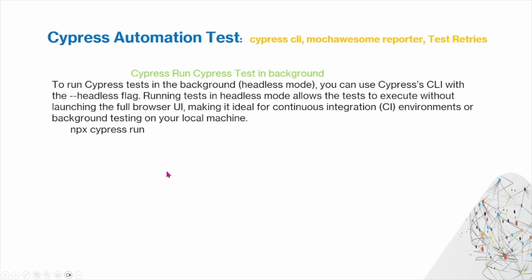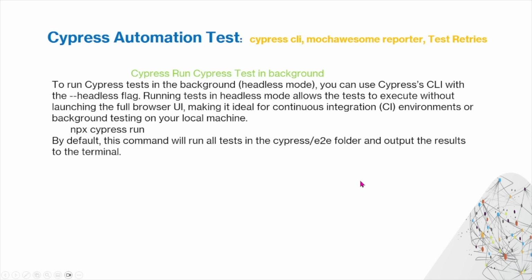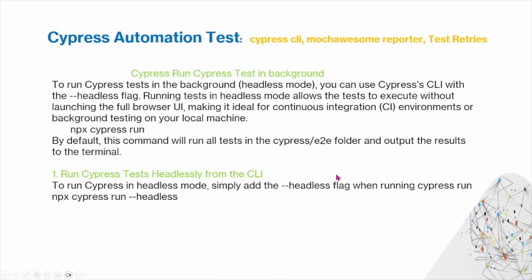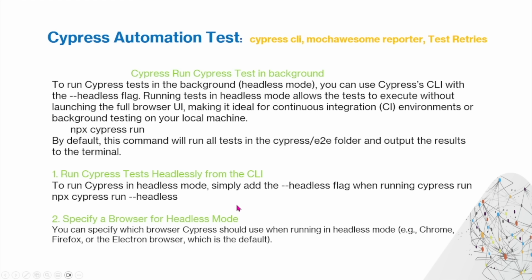So in order to do this, typically what we do is we use npx cypress run. What this will do is run all the tests in the E2E folder and output the results to the terminal. You can run Cypress headlessly using the headless command. So instead, you just simply add the headless flag when running Cypress run. And so this is what it would look like: npx cypress run --headless.